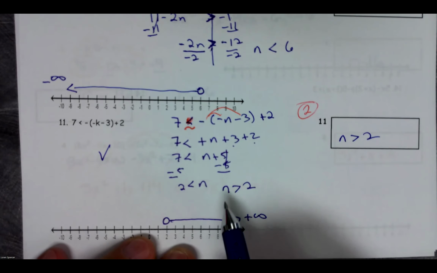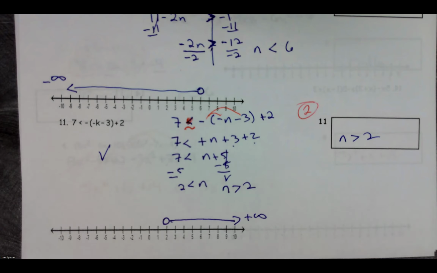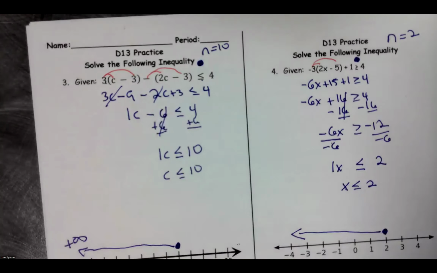All right? Always, always, always end up with your variables on the left. Otherwise, it's really hard to graph correctly. Okay, so if you draw the graph the other way, it's wrong. Okay? All right, moving on to number 12.